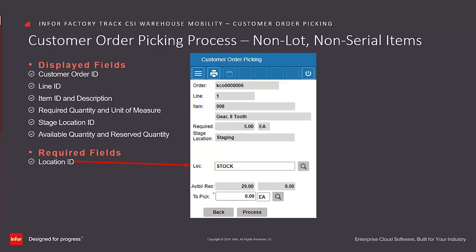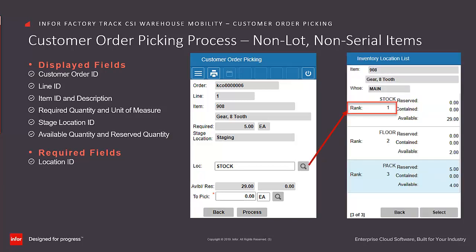You can then enter, scan, or select the location ID from which the item is being picked. Factory Track will default this field based on the settings defined in the transaction set maintenance form. In this example, the rank was specified.